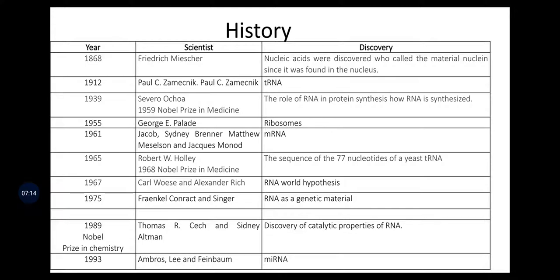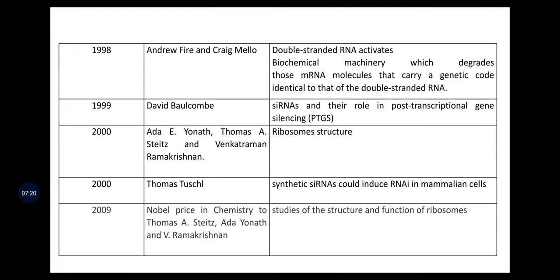In 1993, Ambros, Lee and Feinbaum discovered miRNA. In 1998, Andrew Fire and Craig Mello described double stranded RNA activity, a biochemical machinery which degrades those mRNA molecules that carry a genetic code identical to that of double stranded RNA.